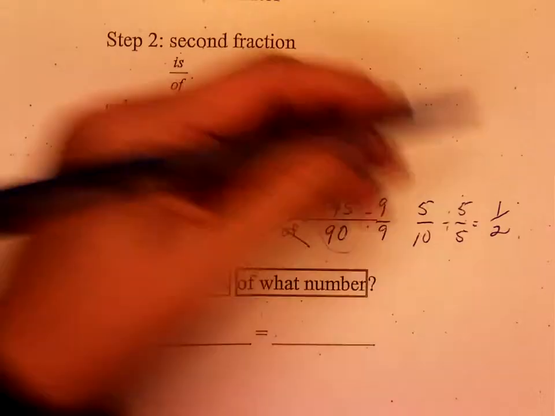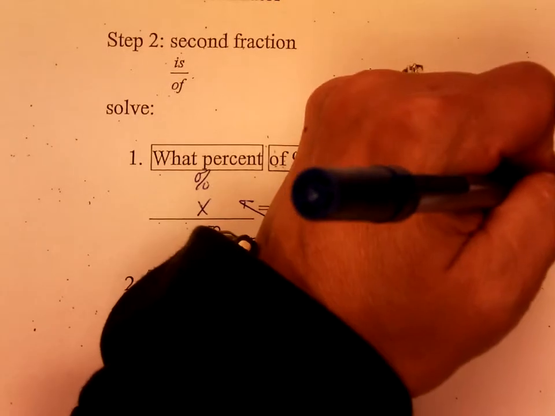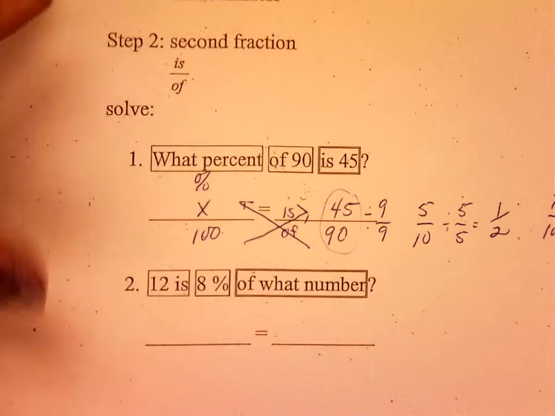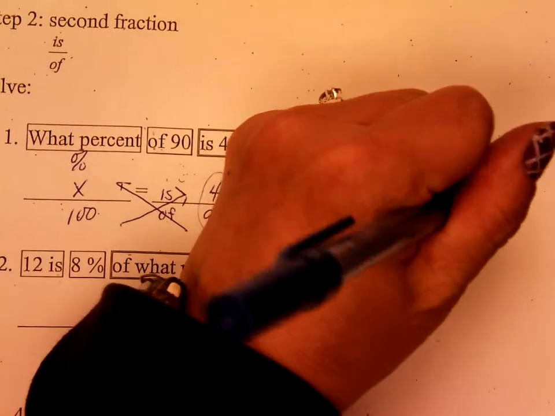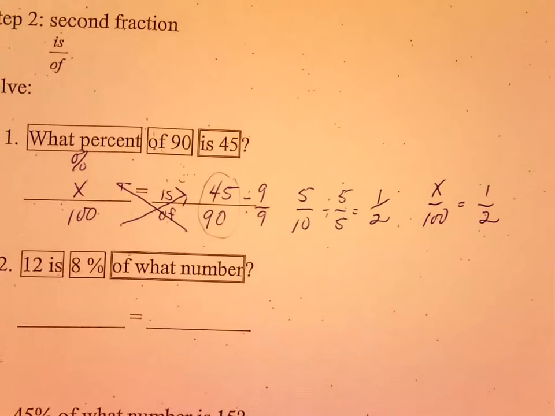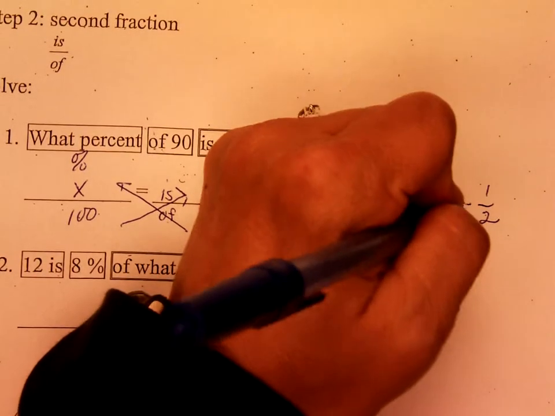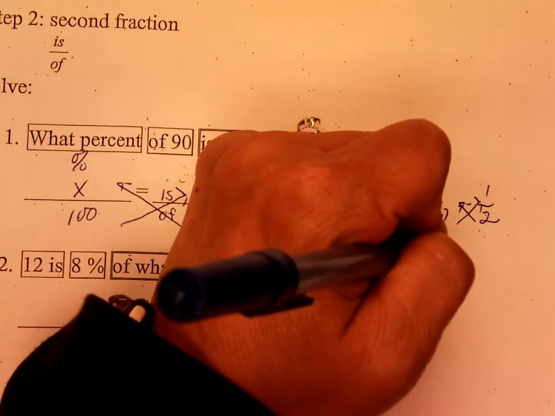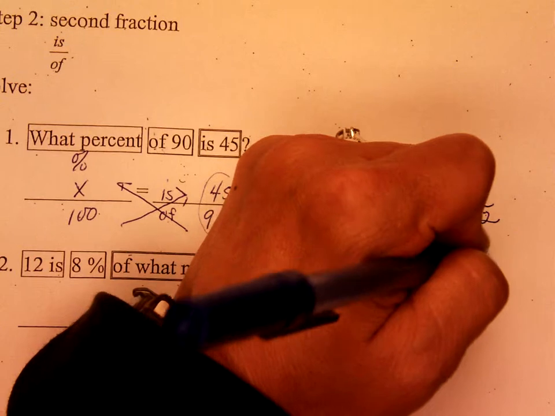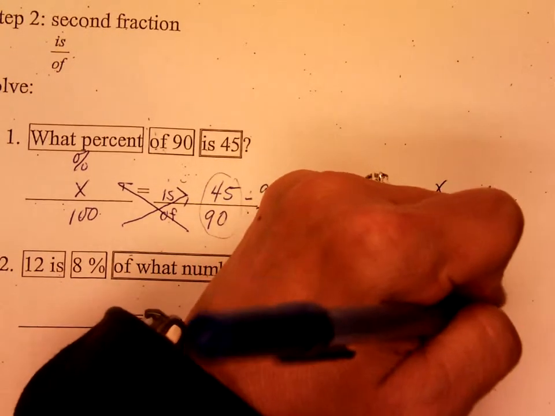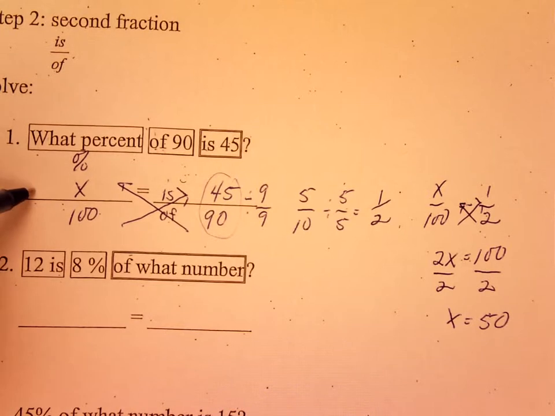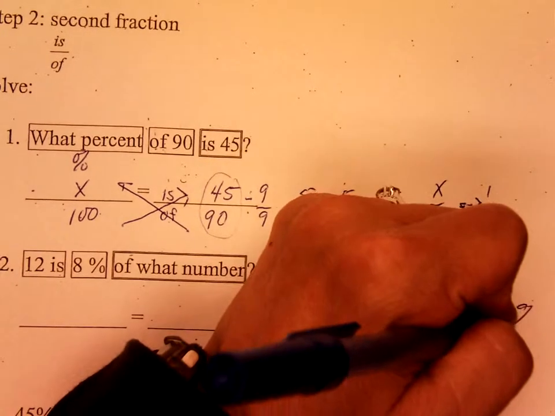So now I have a smaller number. So really this is saying x over 100 is equal to 1/2. Now you can cross multiply and you get 2x is equal to 100. Divide by 2 and x is equal to 50. Now it says what percent, so you need to write 50%.